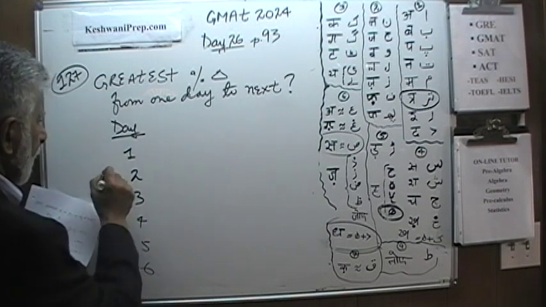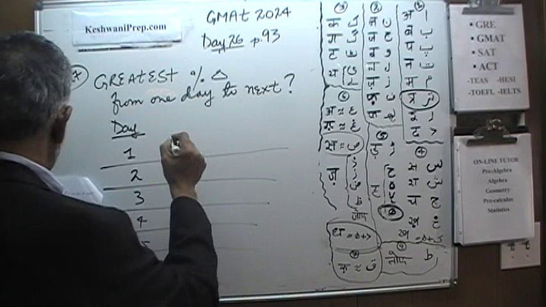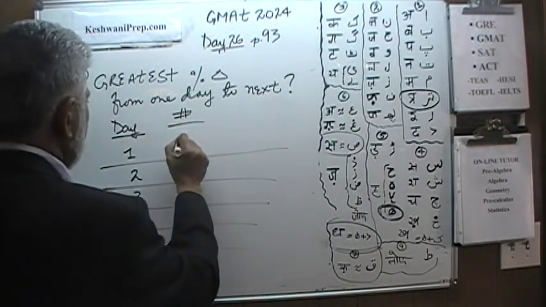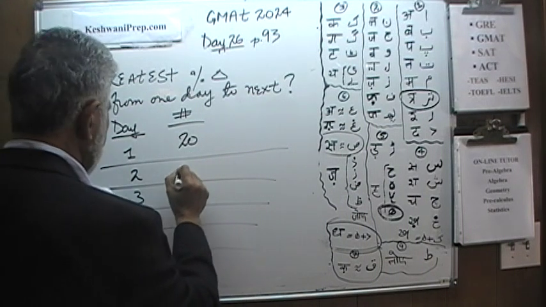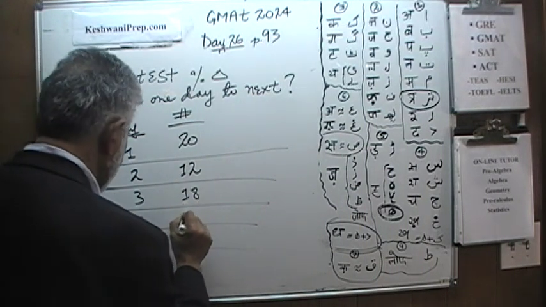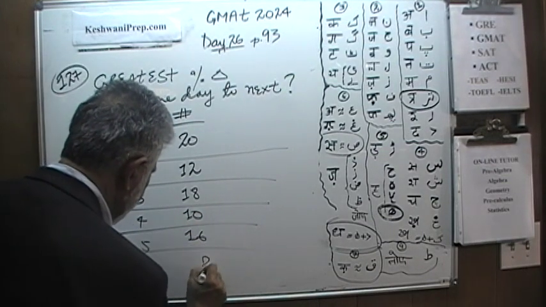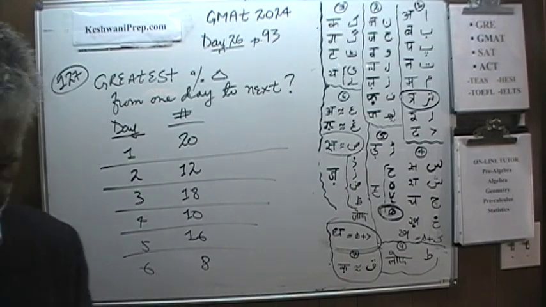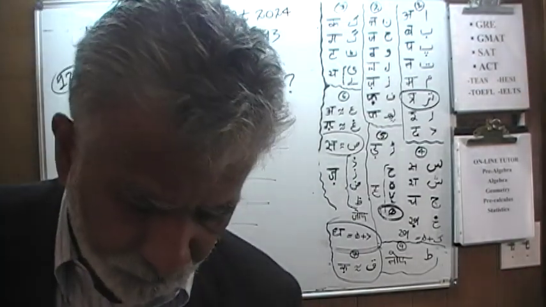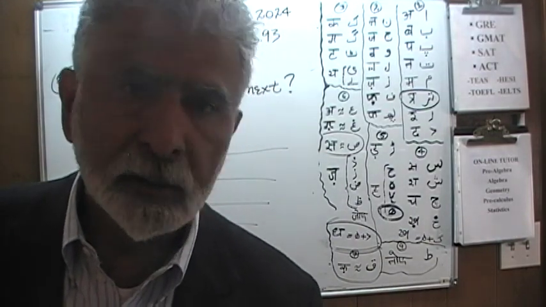1, 2, 3, 4, 5, and 6. And here are the numbers, the values: 20, 12, 18, 10, 16, and 8. It's a very straightforward, very simple percentage problem. There is nothing to it. They just want to see if you can figure out the percentages very quickly, and that's all it is.